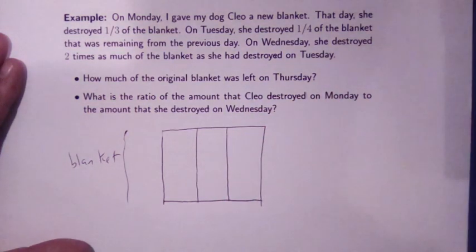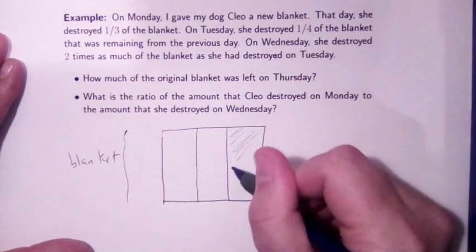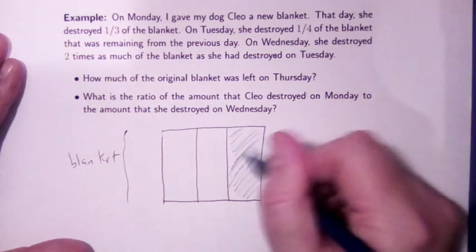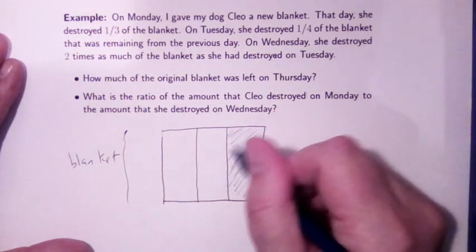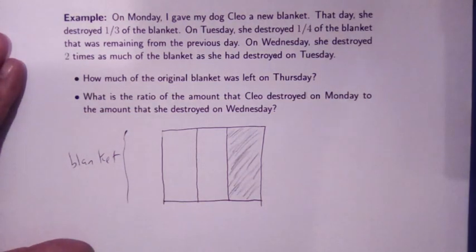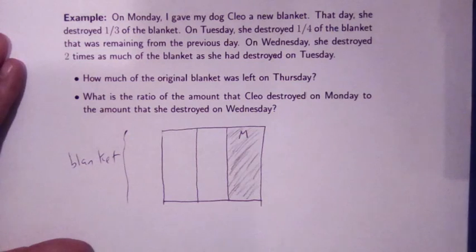One of the things to keep in mind when we're solving any problem involving fractions or percentages or ratios is what is the unit that this is a percentage of or a fraction of. In this case, the 1/3 is 1/3 of the original blanket. So I've shaded the 1/3 that Cleo destroyed on Monday, and I put a little M there to remind me that was the Monday's destruction amount.